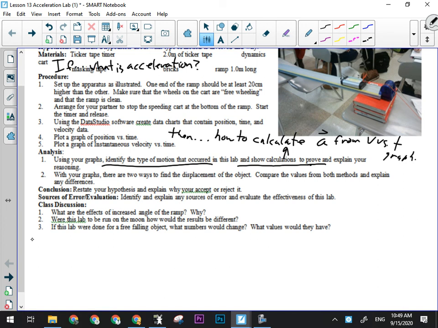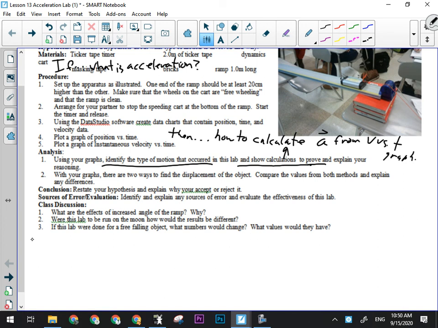Theoretically, if I calculate displacement from my position time graph and from my velocity versus time graph, they should be the same. Are they going to be exactly the same? Probably not, but they should be reasonably close. If you're off by 1.5 meters, you did something wrong. You should be within, let's say, 10 to 15 centimeters when you do that calculation.